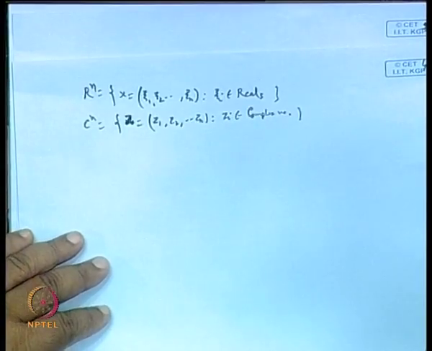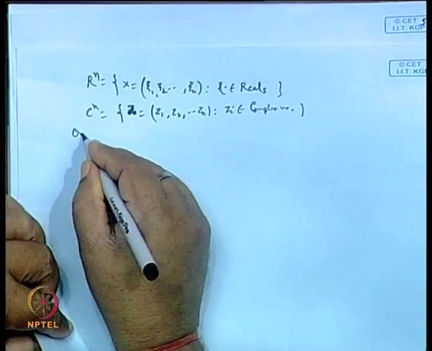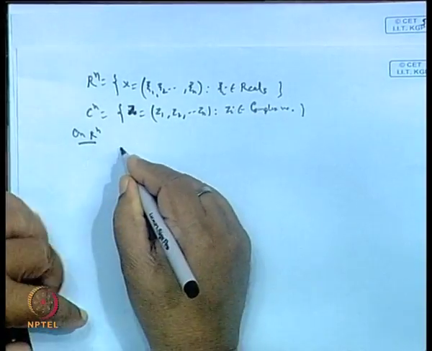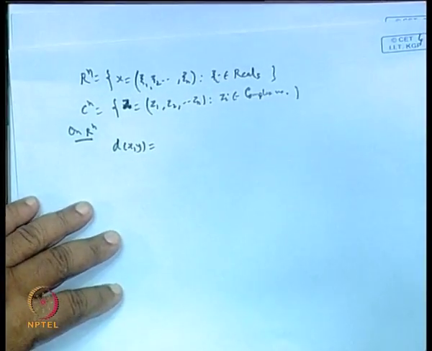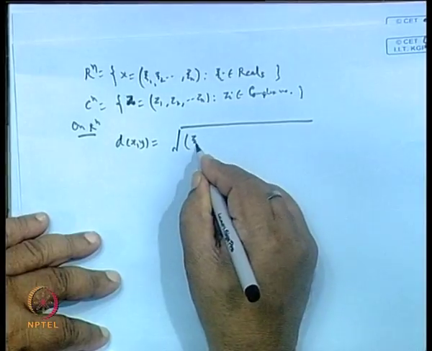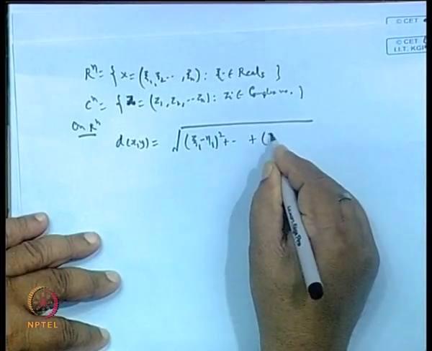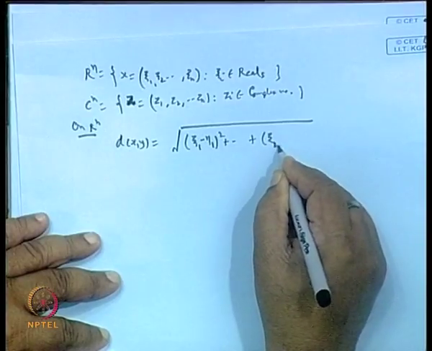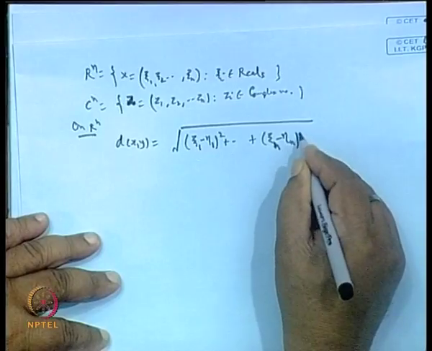Now, we want to introduce the notion of the distance on this. So, on Rn, we introduce the notion of the distance d(x,y) defined as the square root of xi1 minus eta 1 whole square plus xi2 minus eta 2 whole square plus and so on plus xin minus eta n whole square.